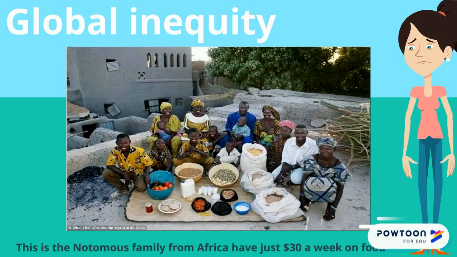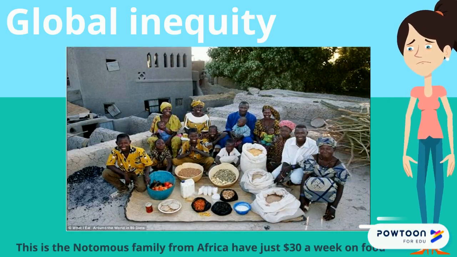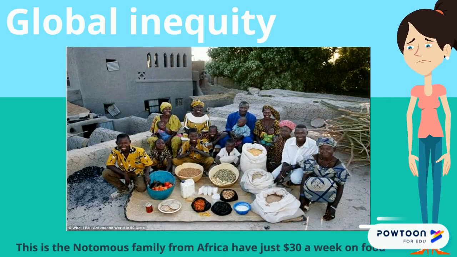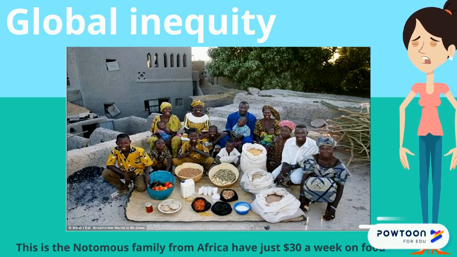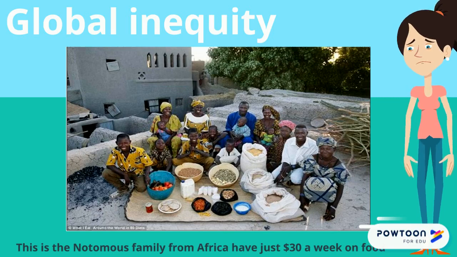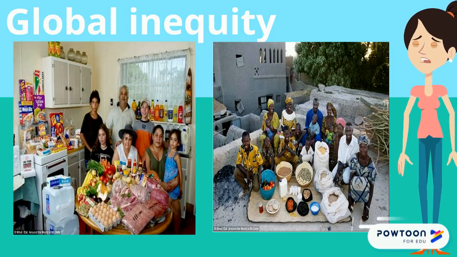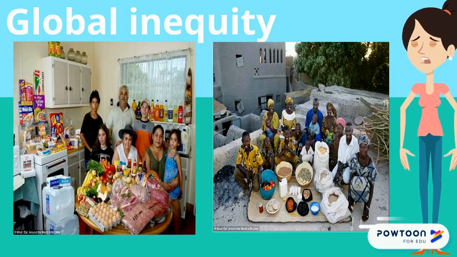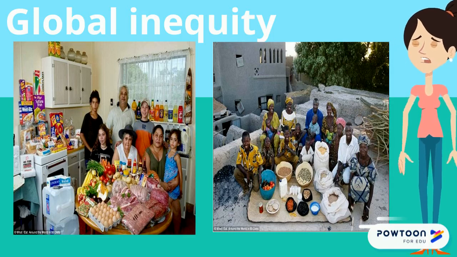Pause the video again, this time to study the weekly shop of the Natomas family from Africa, who have just $30 a week to spend on food. Look at how this affects the quantity and types of food purchased. What differences did you notice between the two families' weekly shop in terms of volume of food and the variety of food? What sort of implications do you think that this would have on their health and well-being?